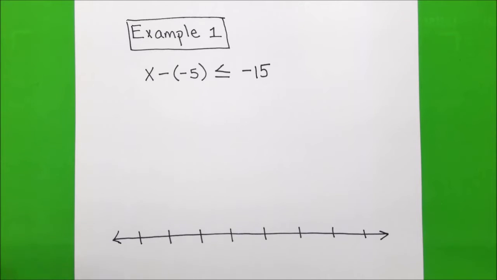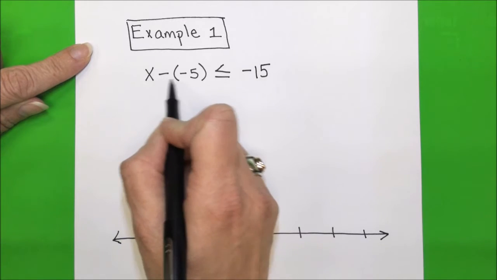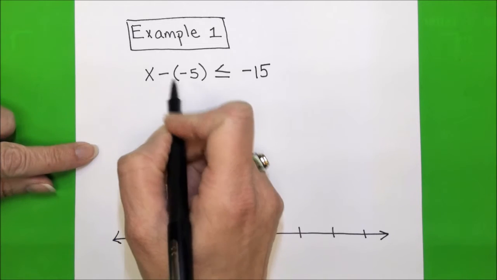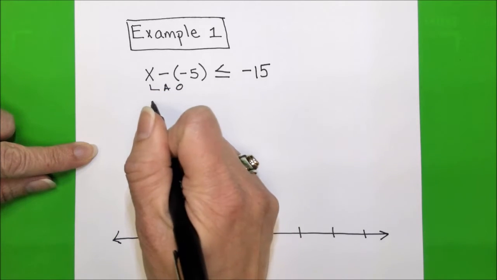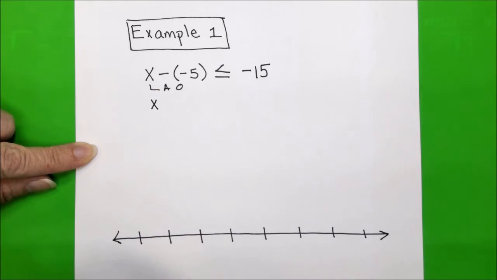Example 1 of solving inequalities. Let's start here. We have a subtraction problem with integers. So as we learned, we're going to do LAO. We're going to leave the x alone.